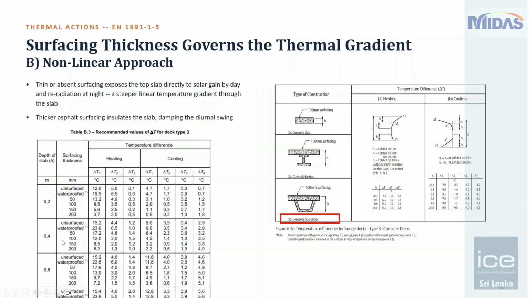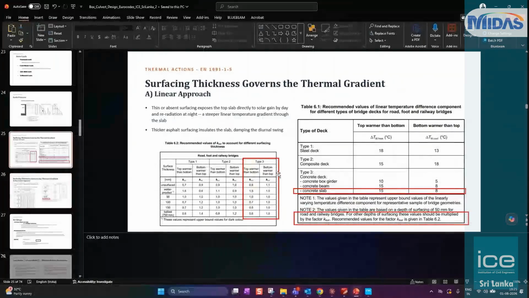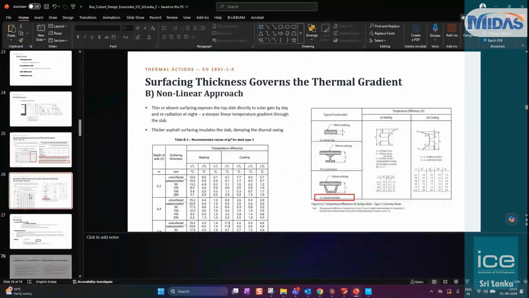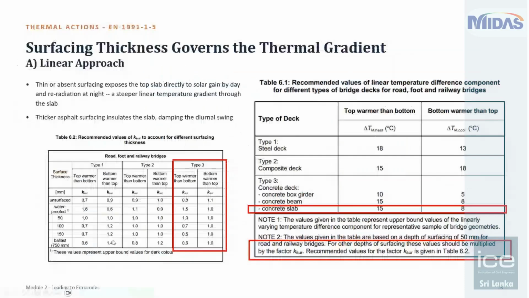Okay, so in our case we have 0.45, so somewhere around here our heating and cooling temperatures would lie. But for this demonstration I'm using the linear estimation, but I hope the users understood the difference between the two temperature estimates of the linear approach as well as the non-linear approach, and how they have to correct for the surface thickness. Not just that, if you note, these values represent upper bound values for dark color.